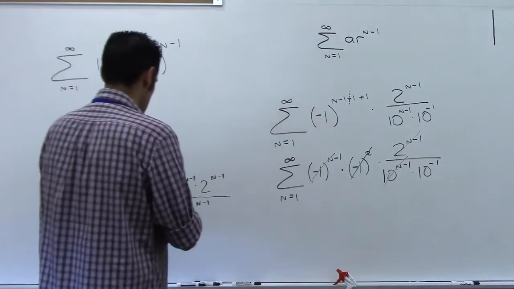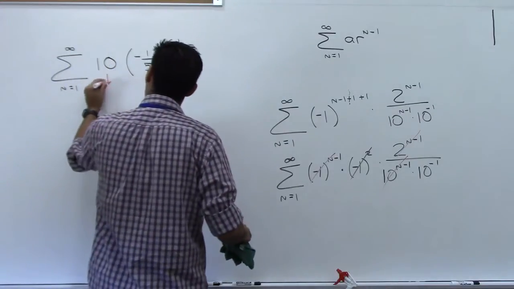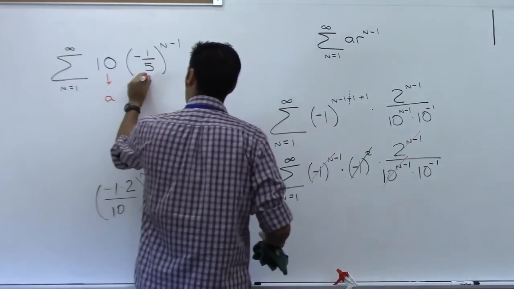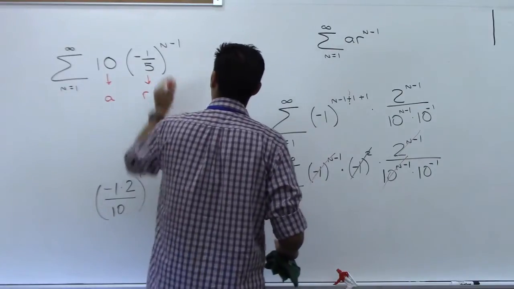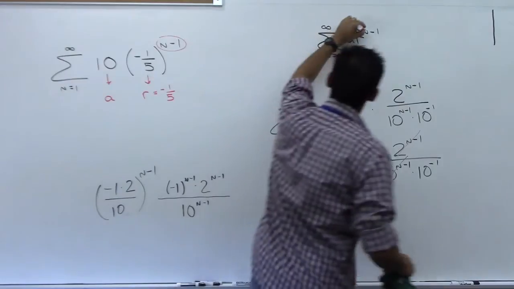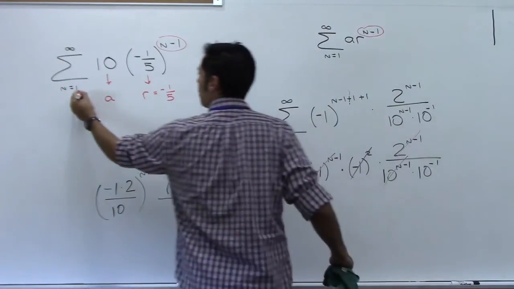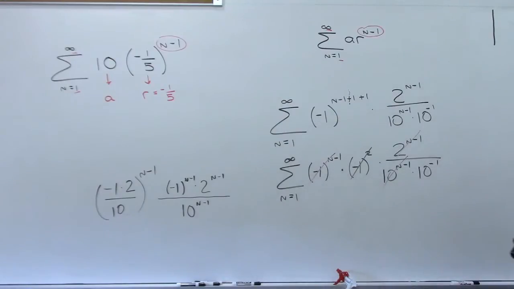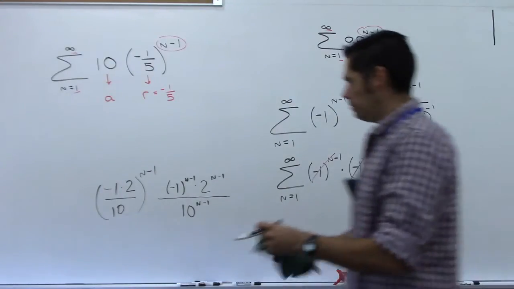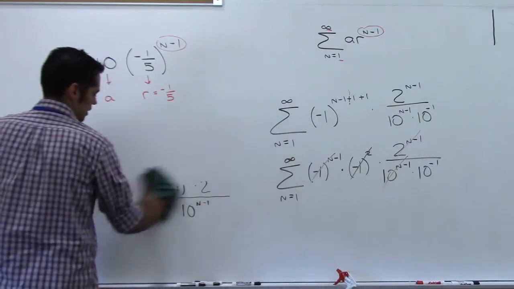We have that a in the problem is 10. We've got that r is negative 1/5. And we've got the n minus 1 to match up, right? Sum is going from 1 to infinity, and so we can determine what this does.